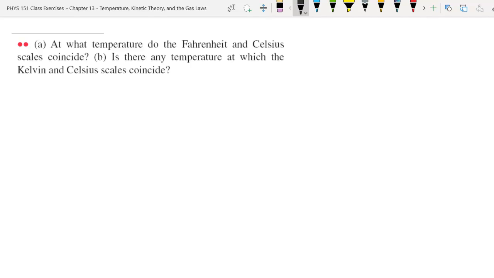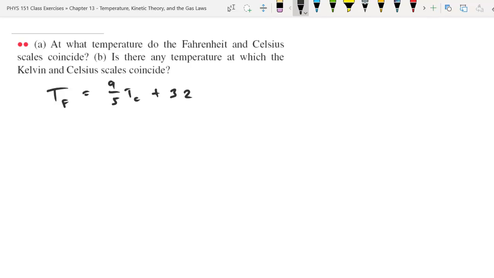Okay, in this exercise, we're looking for a temperature at which the Fahrenheit and the Celsius scales coincide, and also whether or not Kelvin and Celsius coincide. So we know that the Fahrenheit temperature is equal to 9/5 of the Celsius temperature plus 32.